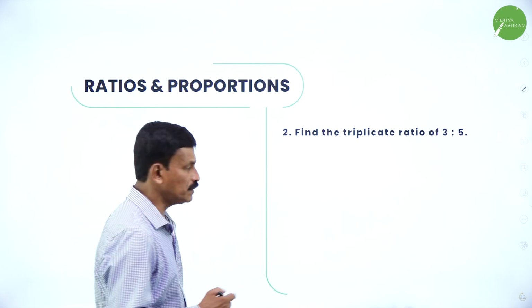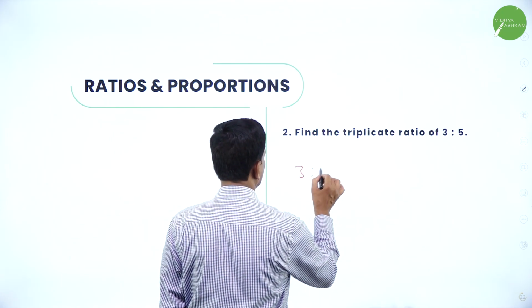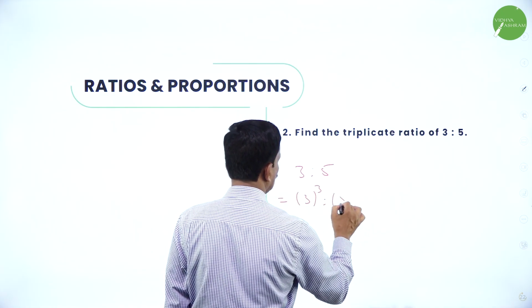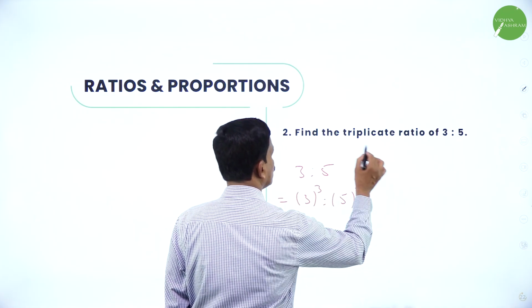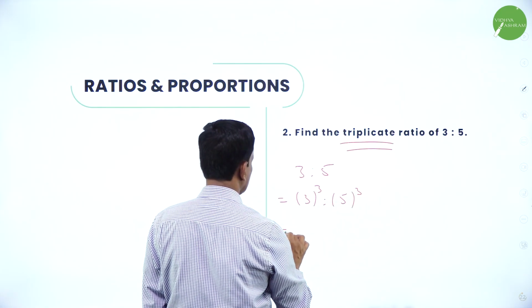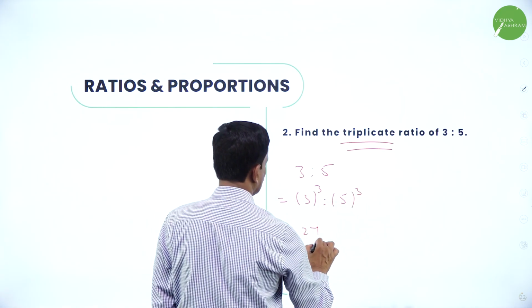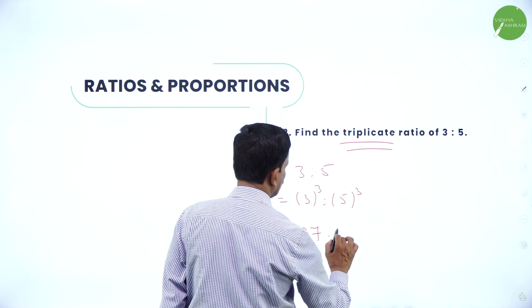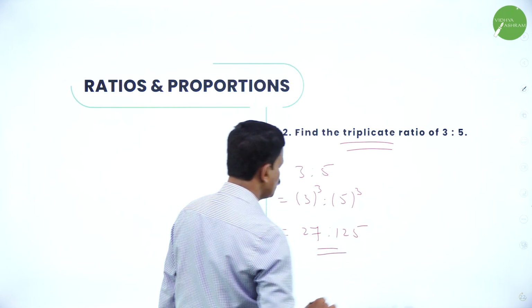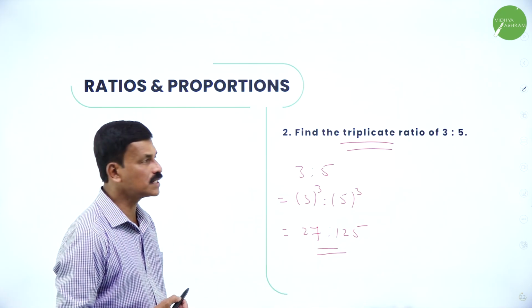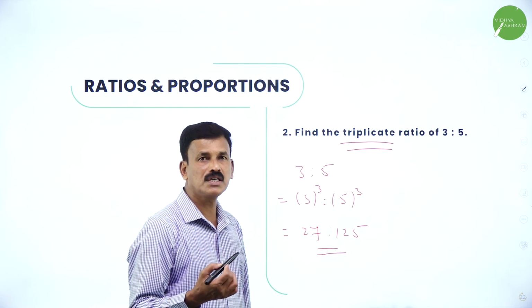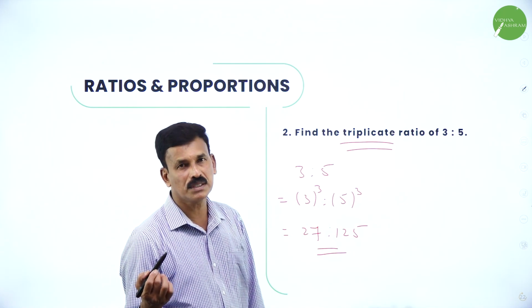Find the triplicate. Triplicate of 3:5 is nothing but cubing on both sides. So, 3 cube is to 5 cube is the triplicate ratio. So, that is 3 cube. 3 3s are 9, 9 3s are 27, 5 cube, 5 5s are 25 into 5 is 125. So, 27:125 is the triplicate ratio of 3:5. Right. If you square, you will get duplicate. If you cube, you will get triplicate.